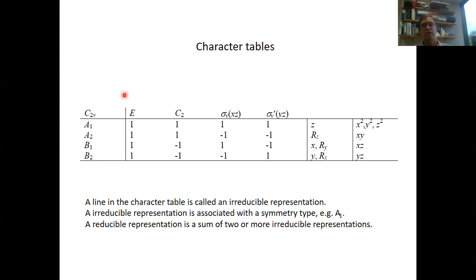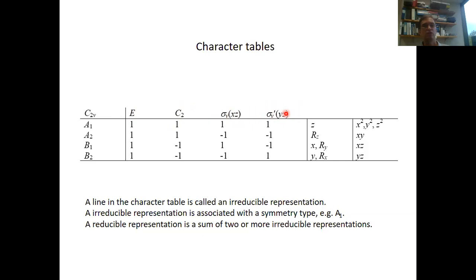So here you see the character table for the point group C2v, and you see that the point group symbol C2v is listed in the top left corner of the character table. To the right of this point group symbol, there are the symmetry operations listed: the identity, the C2 operation, the first sigma v and the second sigma v. The first sigma v is defined as the xz plane, and the sigma v prime is defined as the yz plane.